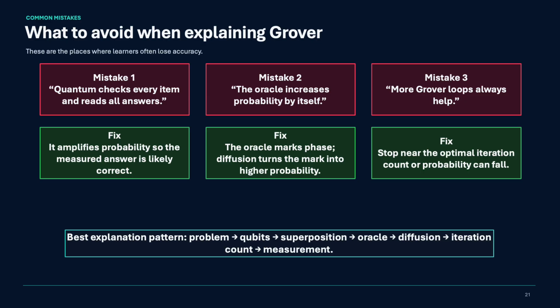So when explaining the algorithm, follow the sequence. Start with the search problem. Determine the qubits. Create superposition. Apply the oracle. Apply diffusion. Repeat an appropriate number of times. Then measure. That sequence keeps both our science and our story accurate.